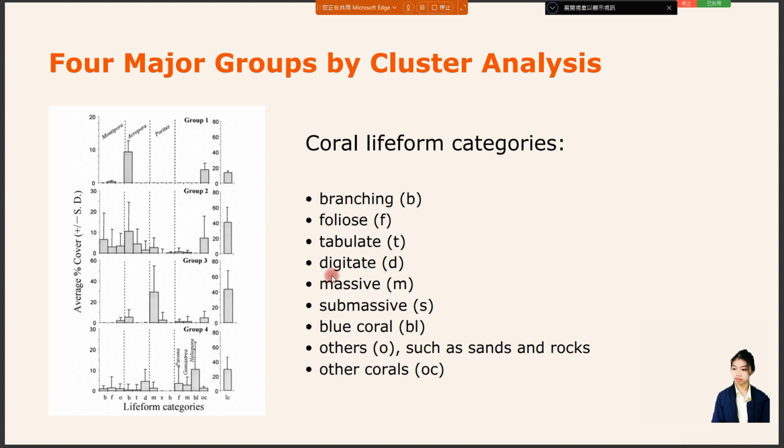And furthermore, there are actually many new terms, like digitate, submassive, tabulate. So I think it would be more friendly, you see there is a lot of space here, it would be more friendly to show some images to help with this.